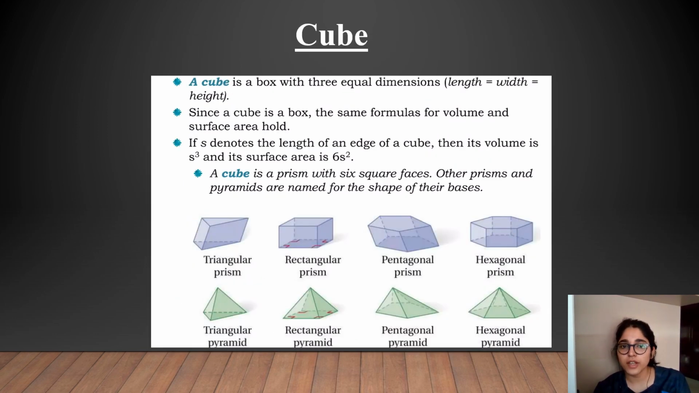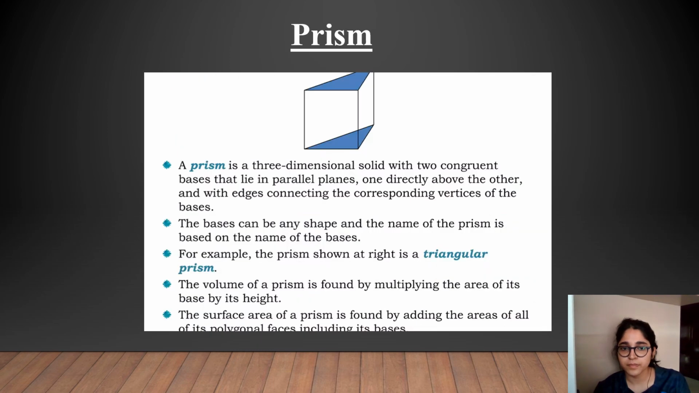Then we have various examples like a triangular prism, a triangular pyramid, a rectangular prism, pentagonal prism, hexagonal pyramid, pentagonal pyramid and rectangular pyramid. A prism is a three-dimensional solid with two congruent bases that lie in parallel planes, one directly above the other, and with edges connecting the corresponding vertices of the bases. The bases can be any shape and the name of the prism is based on the name of the bases.